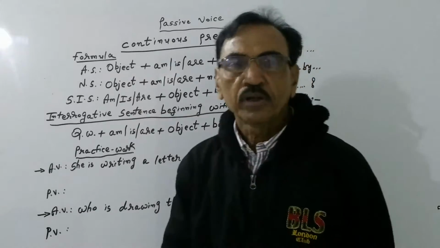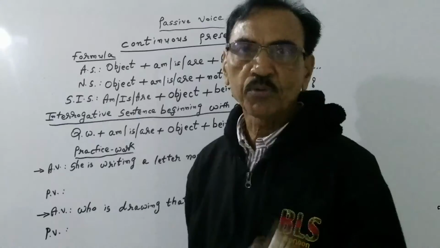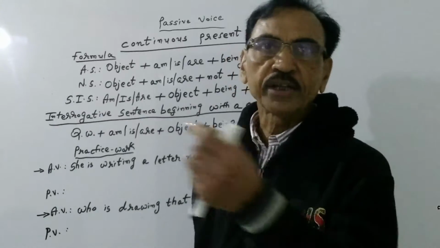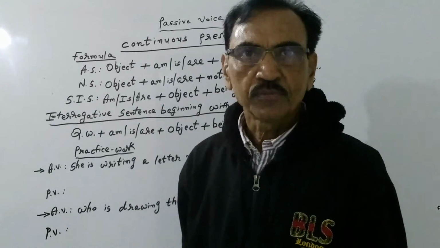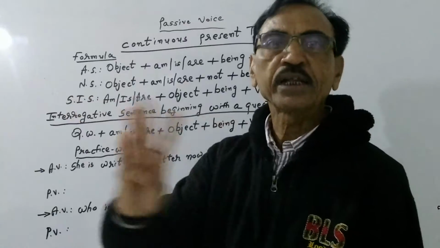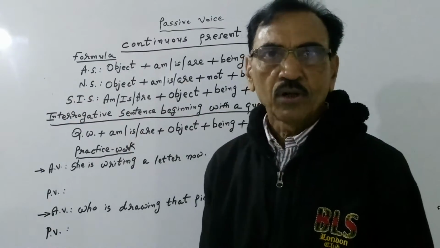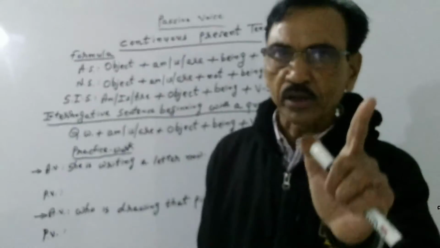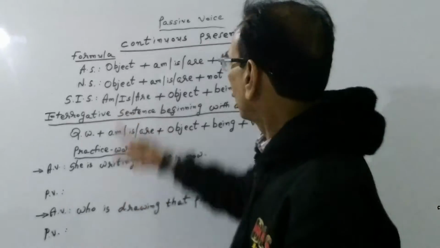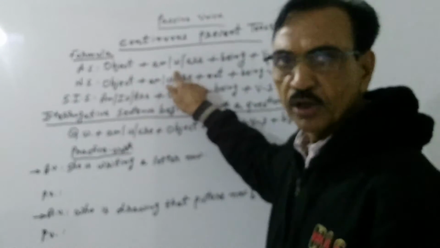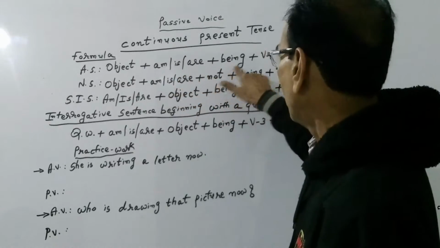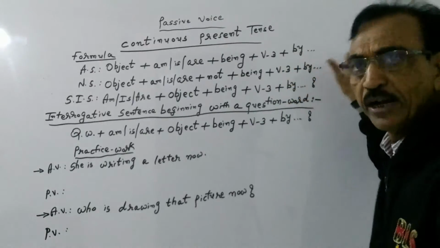Let me give you one sentence for practice. She is doing that work at present. This is an active voice, affirmative sentence. So what is she doing at present? That work. That work is an object, and it is singular. That work is being done by her at present.